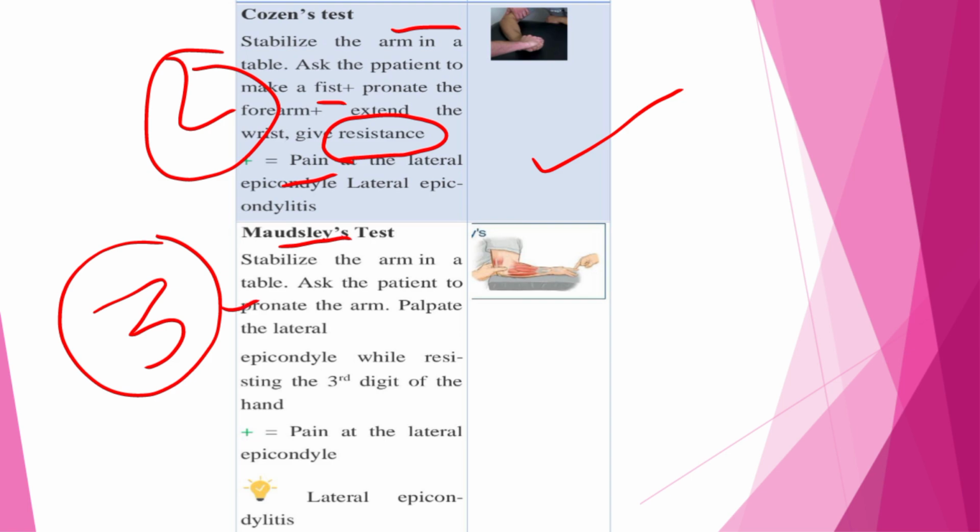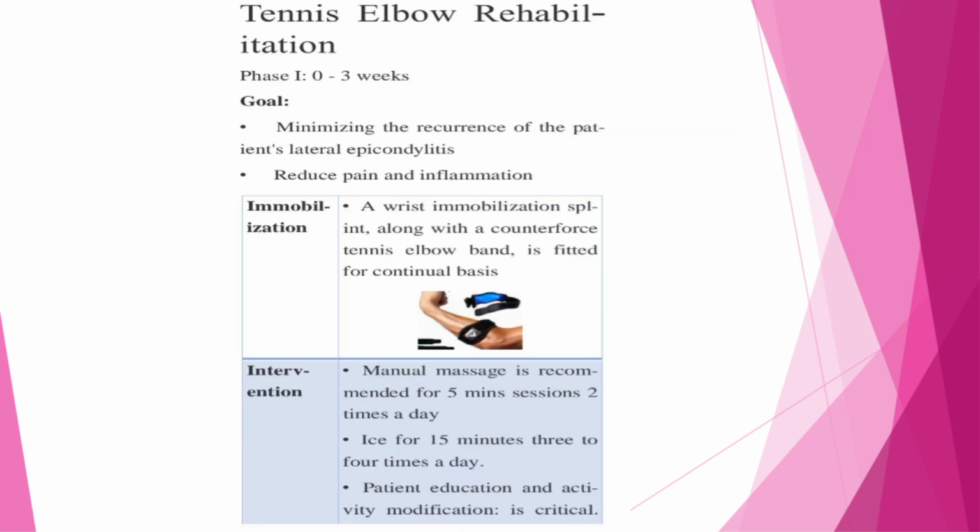Stabilize the arm on a table. Ask the patient to pronate, and palpate the patient's lateral epicondyle while resisting the third digit of the hand. This is the position. Pain at the lateral epicondyle shows a positive sign of lateral epicondylitis. These are the three tests: the Mills test, Cozen test, and Maudsley test, used to diagnose lateral epicondylitis.